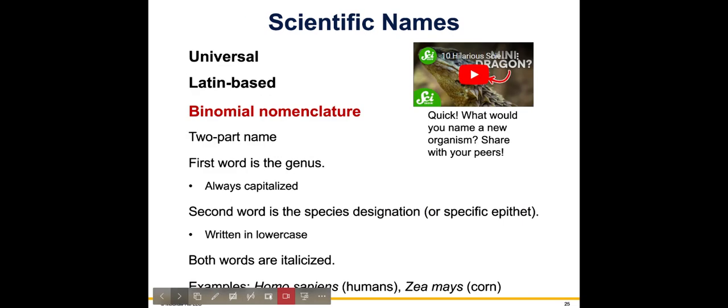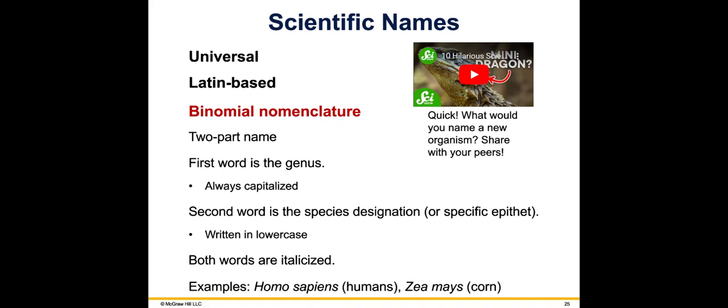What we see is that there are scientific names that help us to identify individuals within that tree of life. The scientific names are universal, they're Latin root or Latin based, and we call it a binomial nomenclature because it's a two-part name. The first word is the genus, and we capitalize it. And the second word is the species, or it's also called the specific epithet, which is written in lowercase. And then both words are italicized.